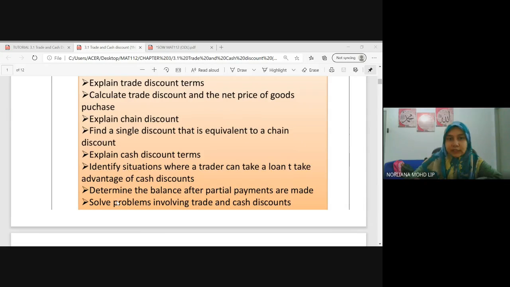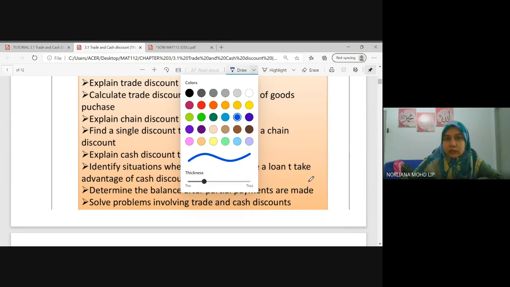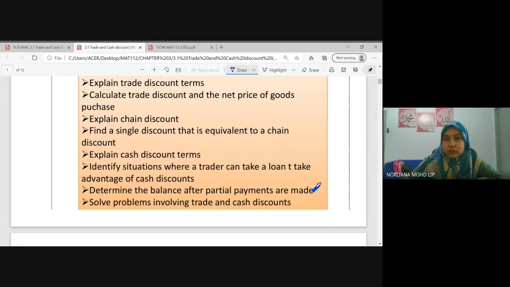Okay, yang ni dah tak ada. Determine the balance after partial payments are met. Okay, ni dah tak ada. Ni yang lama lah. Ni dah tak ada. Ni pun tak ada. And then, okay, last one. Solve the problems involving trade and cash discount.